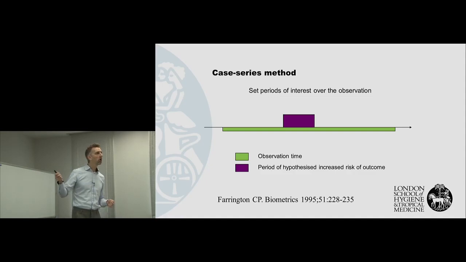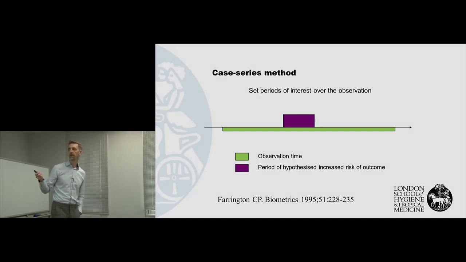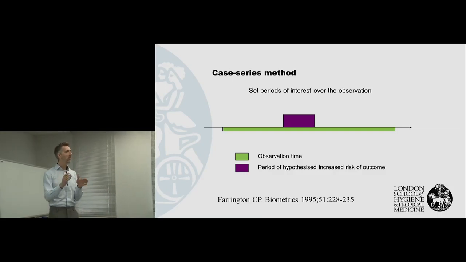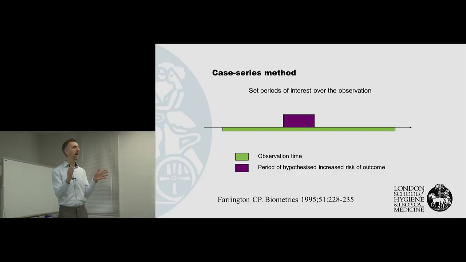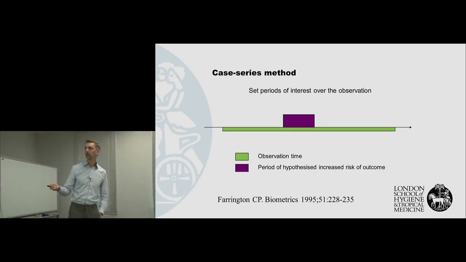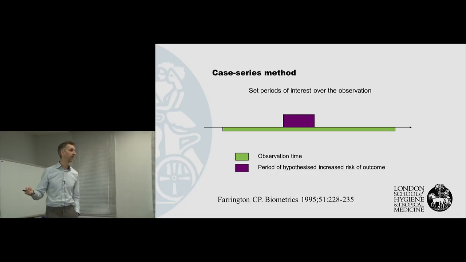We then look over that period of time at when they had the exposure that we're interested in. And we call that the period of hypothesized increased risk of having the outcome. And we can separate that period of time out from the rest of the observation period. So where we've just got green, this is our baseline. Where we've got purple, this is our increased risk time, and then it goes back to just green, more baseline time.